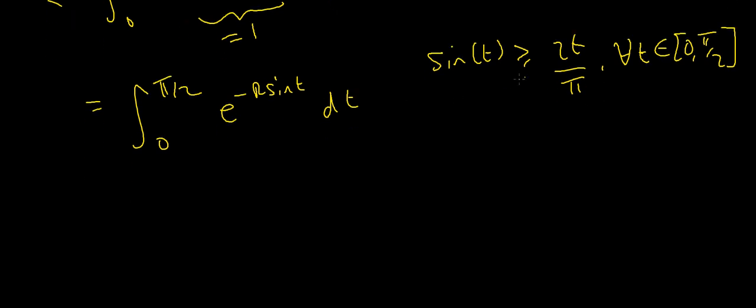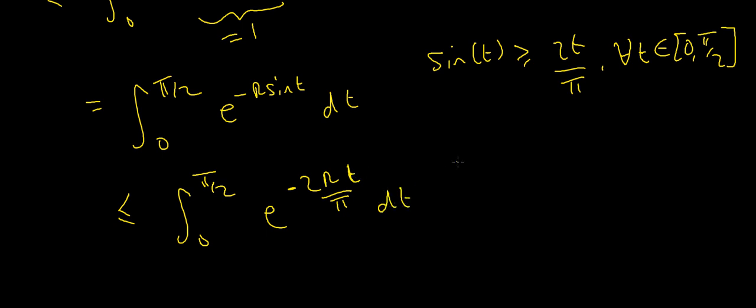So if I plug this in, remember if I multiply both sides by minus r, that becomes minus 2rt over pi, and this becomes a less than or equal to. So I can say that this is less than or equal to the integral from 0 to pi over 2 of e to the minus 2rt over pi dt. And this is something which I can integrate directly.